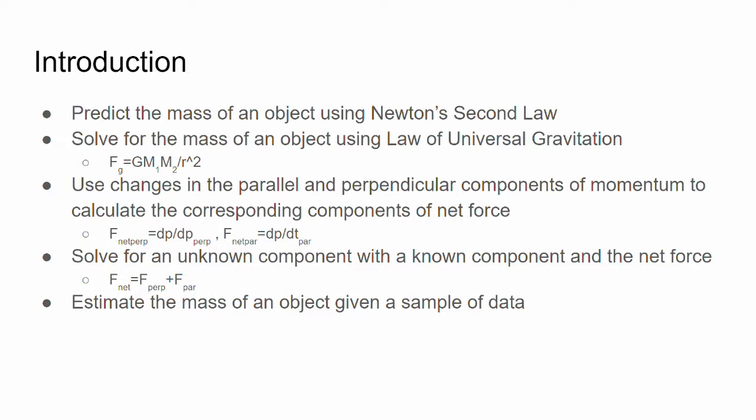And then we could estimate the object's mass by calculating the mass of the black hole at each of these time steps, and then just taking an average of them to get an approximation of the mass of the black hole.